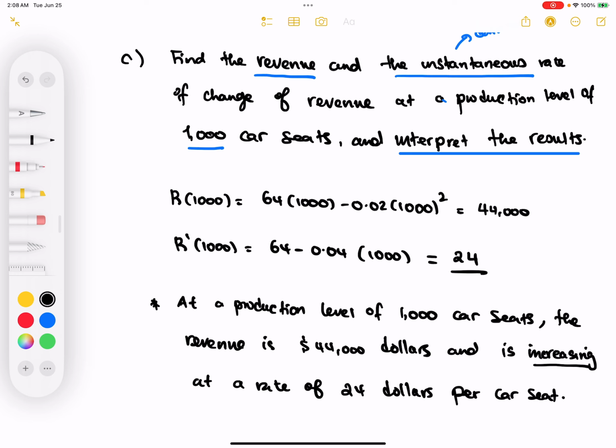Remember, derivative tells you rate of change. This is important. The keyword is rate of change. You have to include per car seat and increasing. And this one is the revenue is $44,000. So revenue, and it is derivative. You see the relation. Derivative tells you the rate of change, or we call it instantaneous rate of change of revenue, or we call it a marginal revenue.